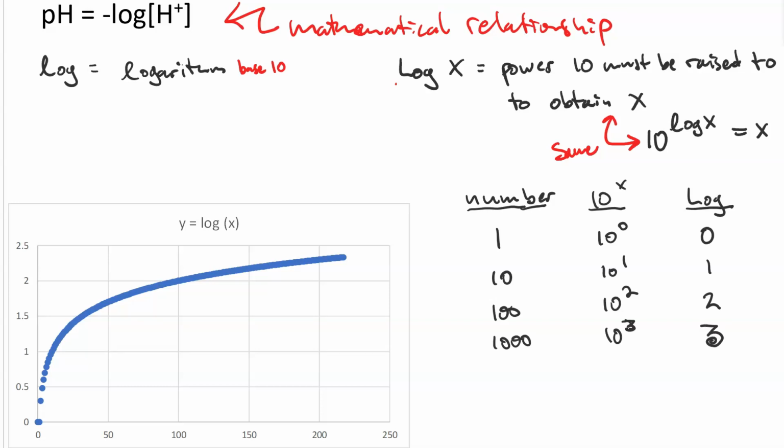What about numbers that are smaller than 1, like 0.1? Well, that's 10 to the negative 1 power, and the logarithm is negative 1. You get the picture? What about 0.001? That's 10 to the negative 3rd, and the logarithm is negative 3.